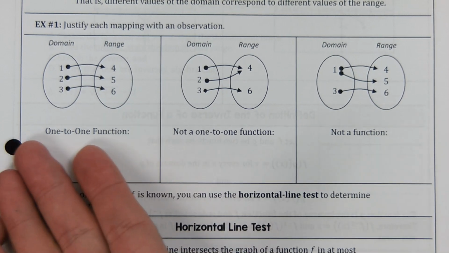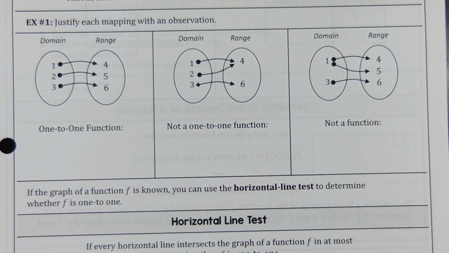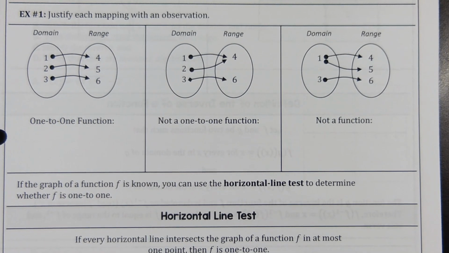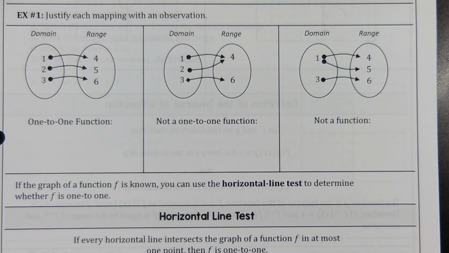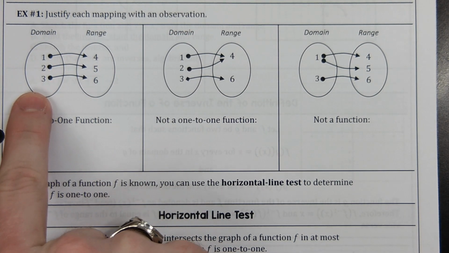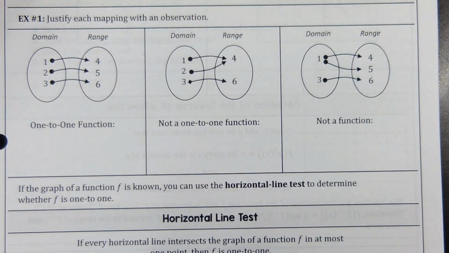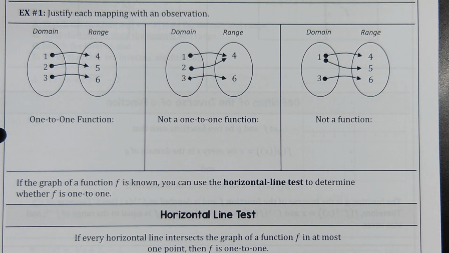So what we have here are some maps. These are just relation maps. And they're showing you x's being turned into y's. And we say they point to, you can say they map to, and it says just justify each mapping with an observation. Here we've got our domain is 1, 2, 3. We've got our range is 4, 5, 6. It says this function is 1 to 1. And we've just been told to justify that.